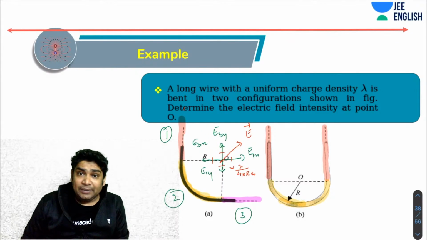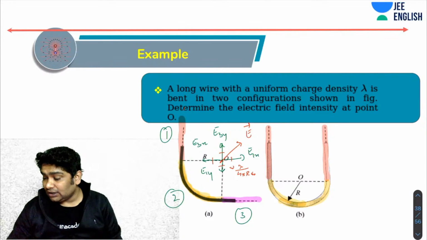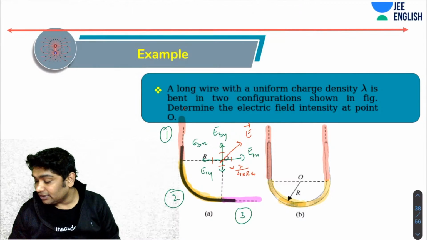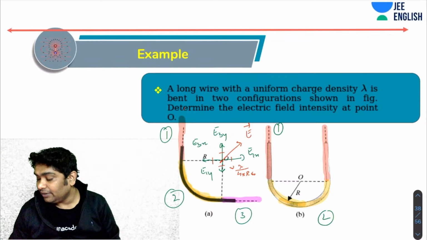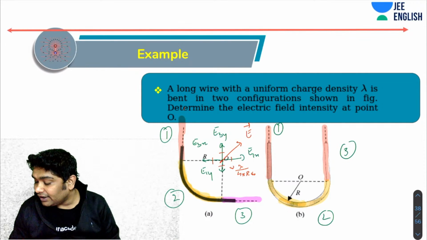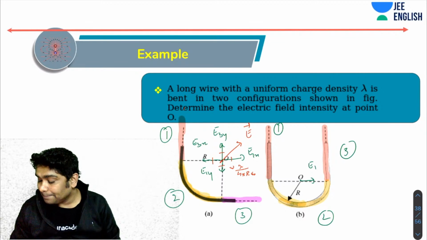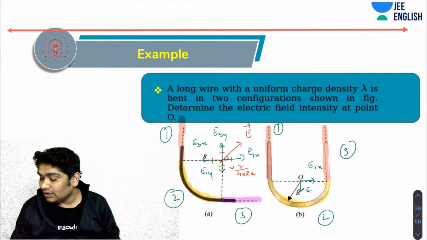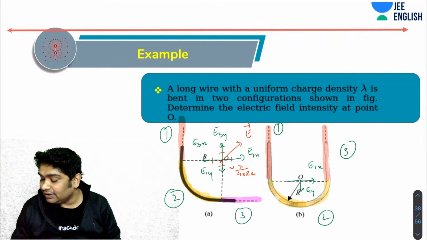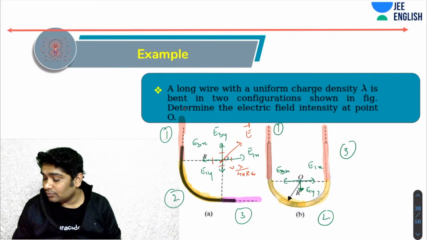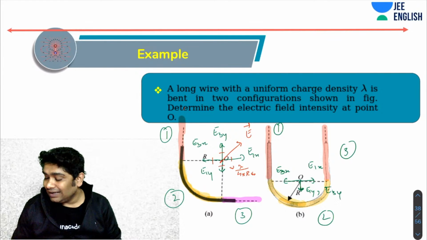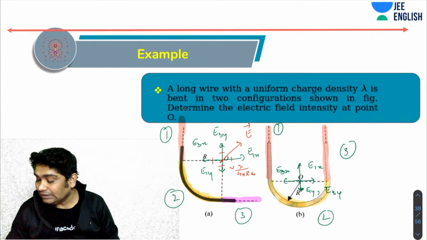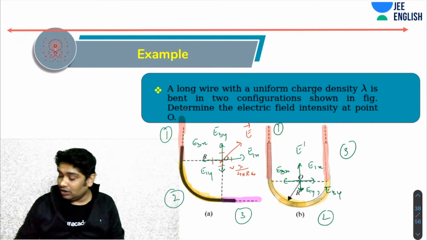Now let's talk about part B then. Part B also has three parts. Now इसको भी हम तीन पार्ट में ब्रेक करेंगे. This being part 1, part 2, part 3. अब देखो 1 कैसा क्रिएट कर रहा है. 1 will create E1X and E1Y. Part 3 will create E3X and E3Y. And this quarter circle will create E dash, E due to 2.